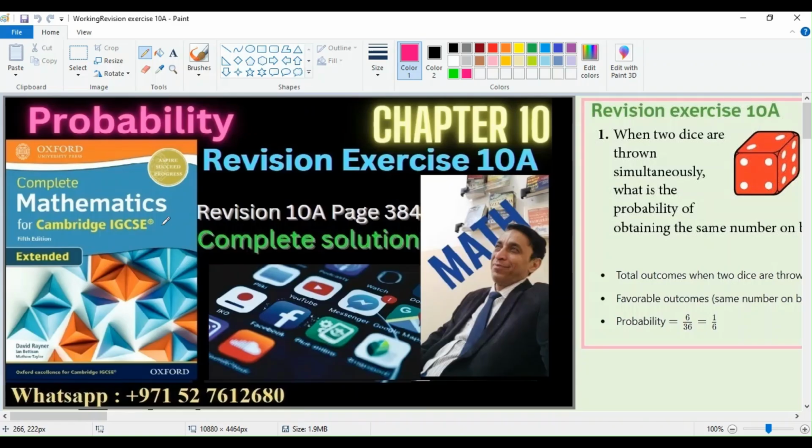Thank you. Hello everyone, welcome back to a new episode in which we are going to be covering the revision exercise 10A, which is the topic of probability, chapter 10. Since we are done with exercise 1 to exercise 6, this is a revision exercise in which all the parts of the topics that we have covered in 6 exercises are going to be covered.